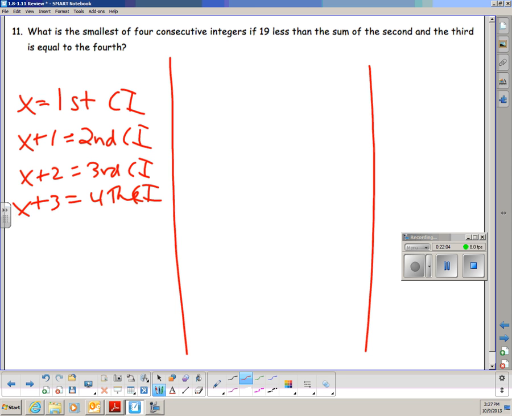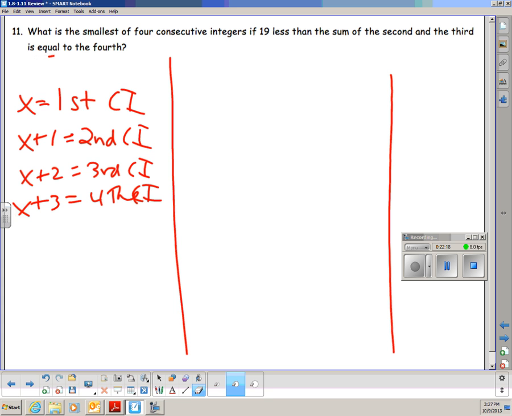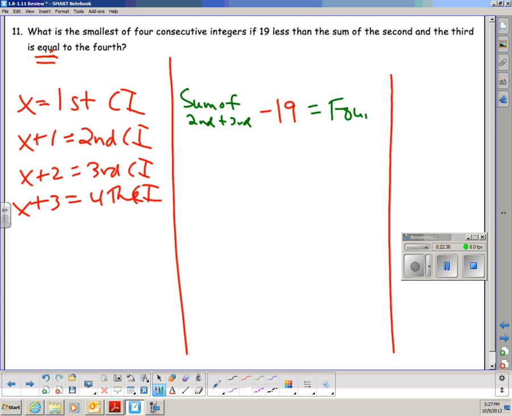Now here's where it gets tricky. I'm going to try to write this out in words. 19 less than the sum of the second and the third is equal to the fourth. Here's my equal sign. Whoops. Erase that. I want to write it out in words. That seems to be something that's working for people. 19 less than something. The sum of the second and the third is equal to the fourth. So there we are. 19 less than the sum of the second and the third is equal to the fourth.